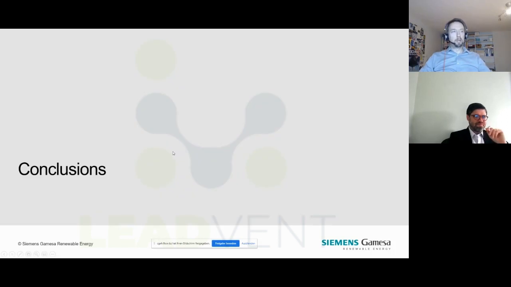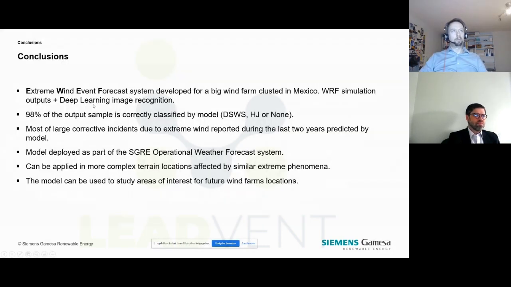All right, with this, I reached the end and I will talk about some conclusions. So we have developed our extreme wind event forecasting system in the beginning for a very big wind farm cluster in Mexico. And this model is consisting of two different parts: a WRF simulation, and the outputs of the WRF simulation are then the inputs of the deep learning model, which is then outputting the alerts and the predictions of the critical events.